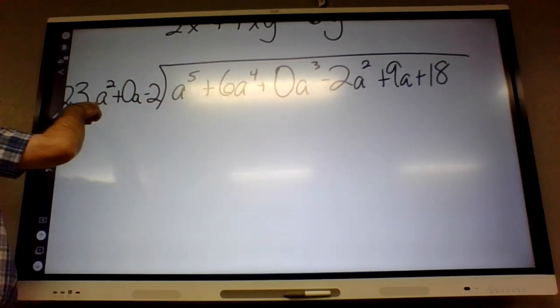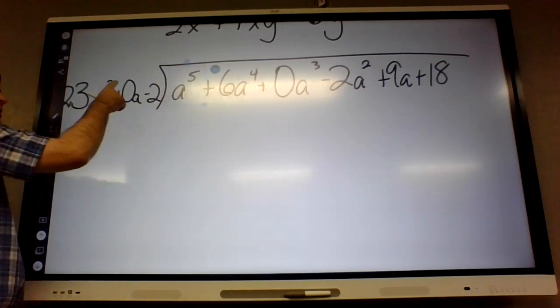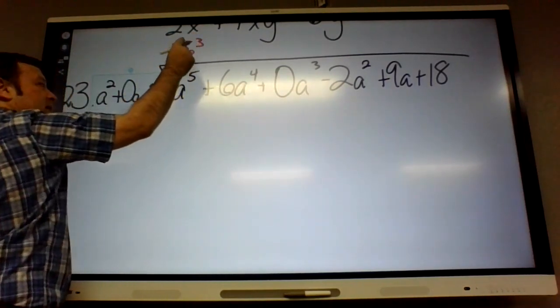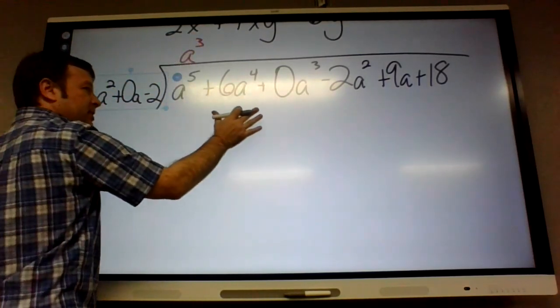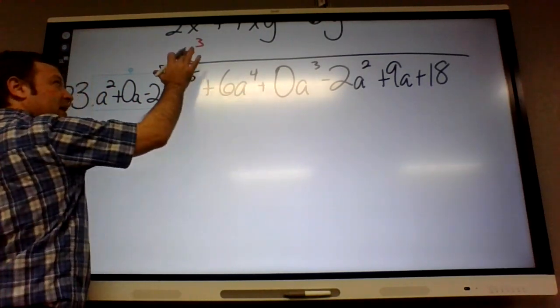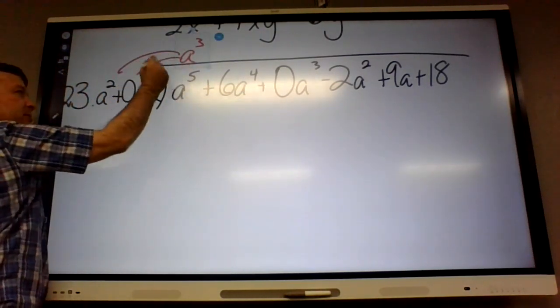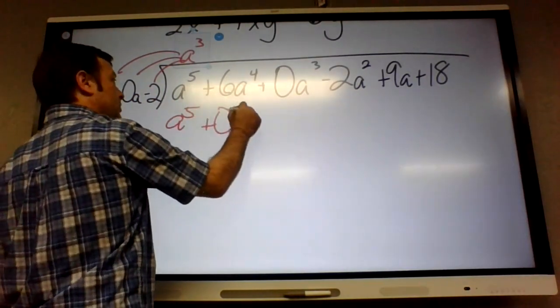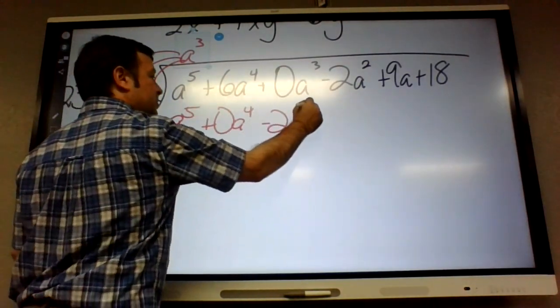a to the 5th divided by a squared, this is how it starts. What's a to the 5th divided by a squared? a cubed. And then you do a cubed times this, put it down here, and subtract. a cubed times this, so it's like the distributive property. So it's a to the 5th plus 0a to the 4th minus 2a cubed.